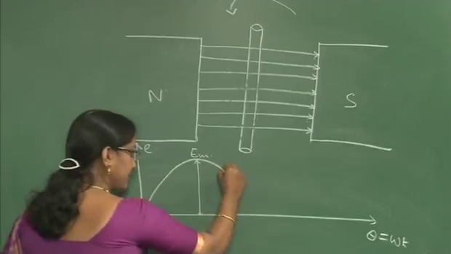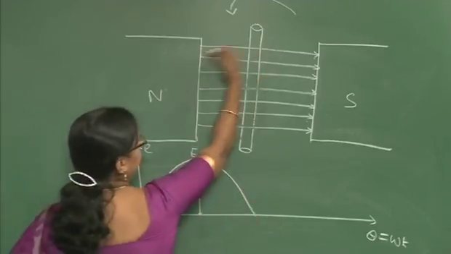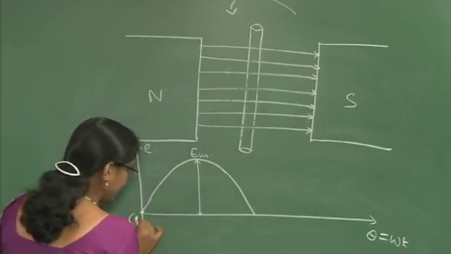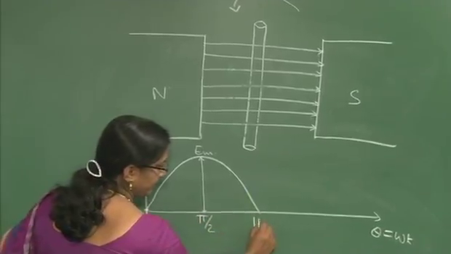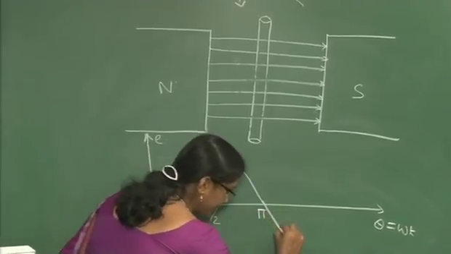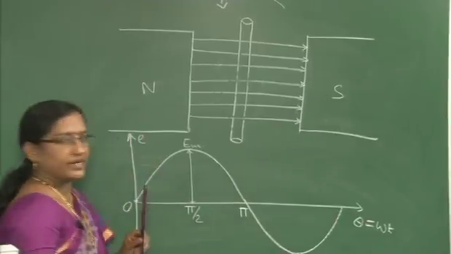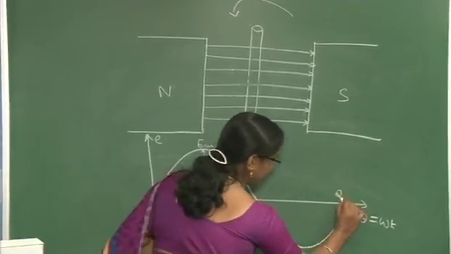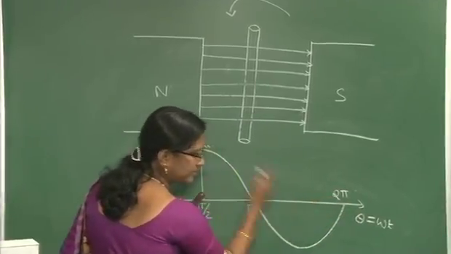And then when it starts moving from 90 degree to 180 degree, it is going to decrease. So this is 0 degree and this is pi by 2, that is 180 degree, pi. After 180 degree, the direction of induced EMF is reversed. So from 180 degree to 2 pi, it is negative.